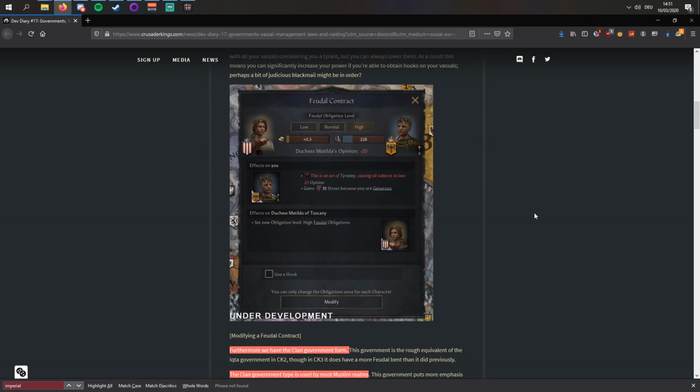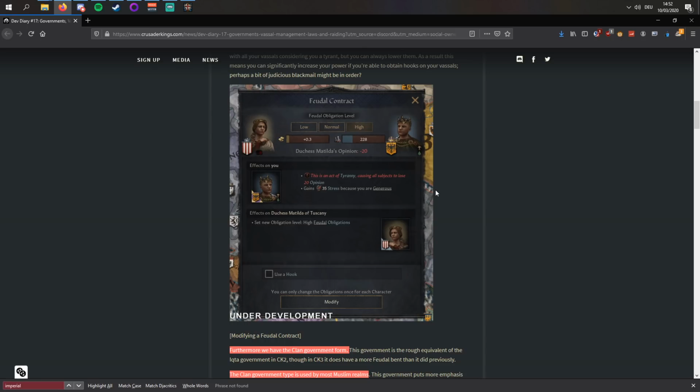Meaning, for example, this is the Duchess Matilda of Tuscany, and she is being asked by the Holy Roman Empire to give a high feudal obligation level, meaning that she will be very unhappy, minus 20 opinion with her, and on top of that, this is an act of tyranny, causing all subjects to lose 20 opinion. You can avoid the opinion penalty if you have a hook on her.